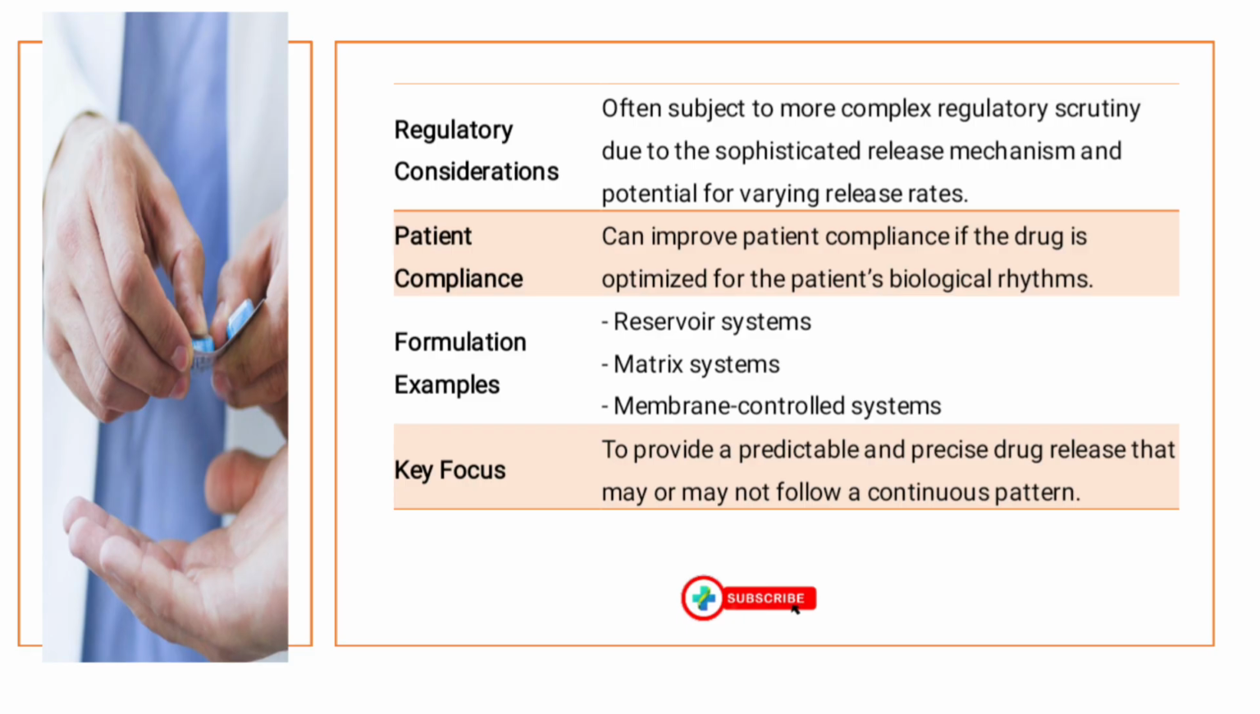Okay, then the last point, that is the key focus. So students, the main goal of control release is to control the release of drug exactly, right? That is sometimes based on time, sometimes based on where it is needed to go in the body, or even in burst when needed most. Okay, so we say that the aim is to provide a predictable and precise drug release that may or may not follow a continuous pattern. So that's all students in our today's video.